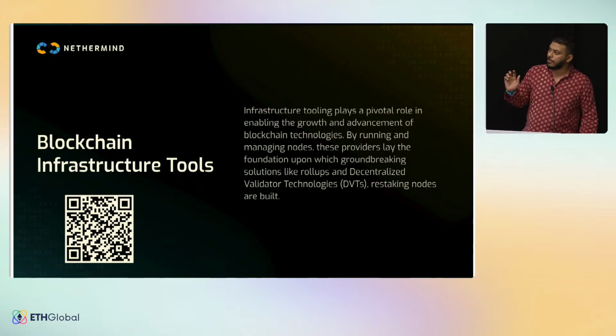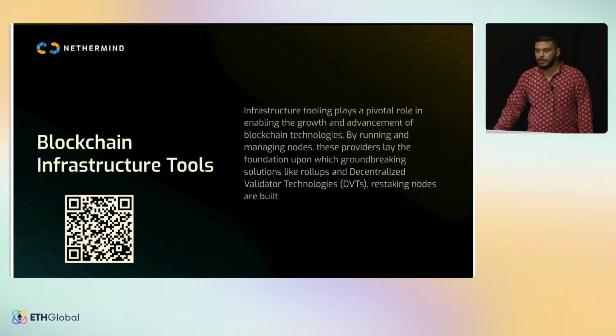Right. Blockchain infrastructure tooling. We've been building all these amazing DA layers and rollups and EigenLayer AVSs, but all of it is in fact running some kind of node in some server somewhere. And if you don't make it easy to run these nodes and manage these nodes, we will just have a systemic risk on our hands. So we need to make sure that we make that easier.